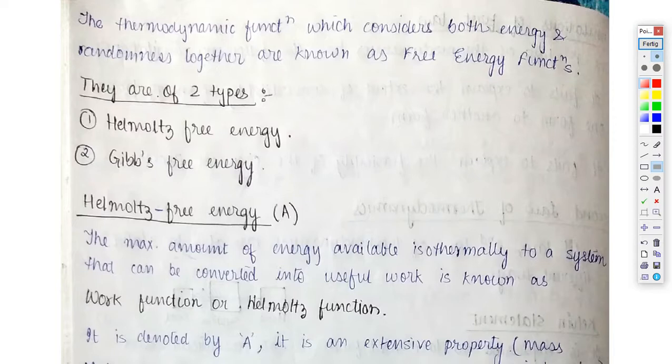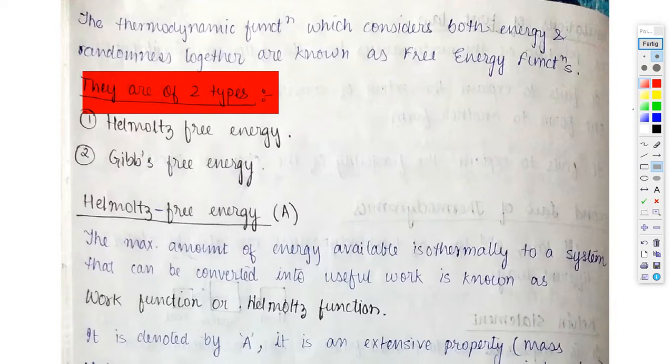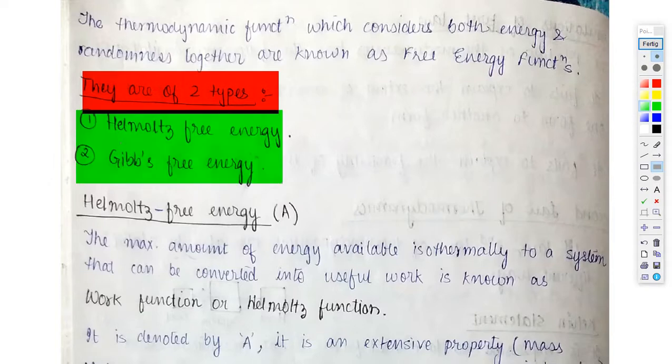So there are two types of free energy. One is the Helmholtz free energy, another is the Gibbs free energy. These two terms are important in chemical thermodynamics. So what is the Helmholtz free energy?